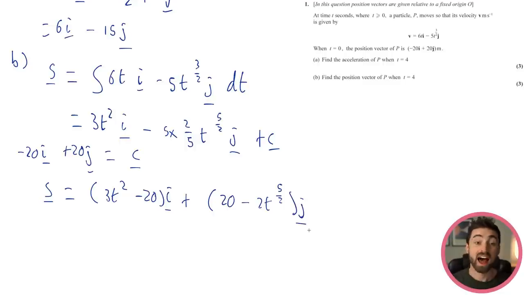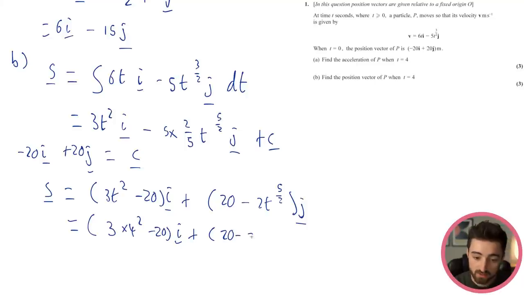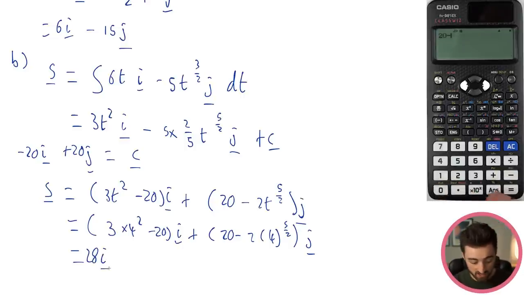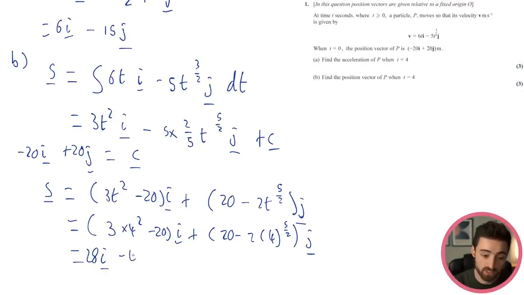At this point, I sub in t equals 4. So straight in, I get 3 times 4 squared minus 20 lots of i, plus 20 minus 2 times 4 to the 5 over 2 lots of j. Straight to the calculator. Let's do the i's first. We'll get 3 times 4 squared, all minus 20. That's going to be 28, 28 lots of i. And then the j's, I get 20 minus 2 times 4 to the 5 over 2, and that is going to be minus 44, so that's minus 44 lots of j.